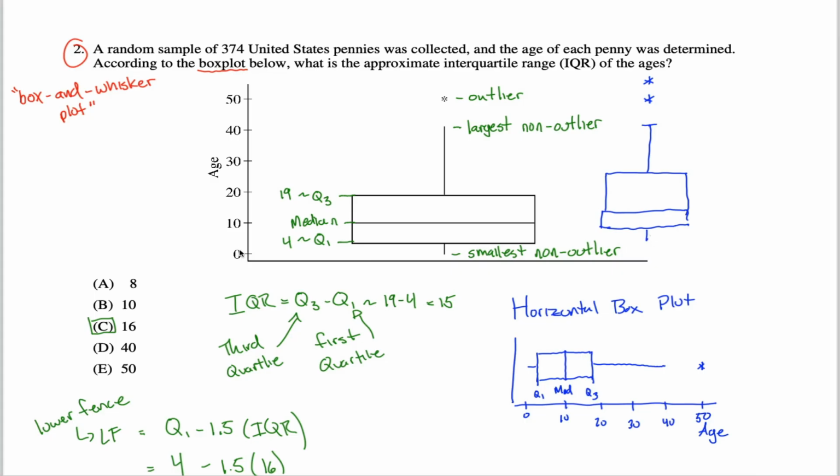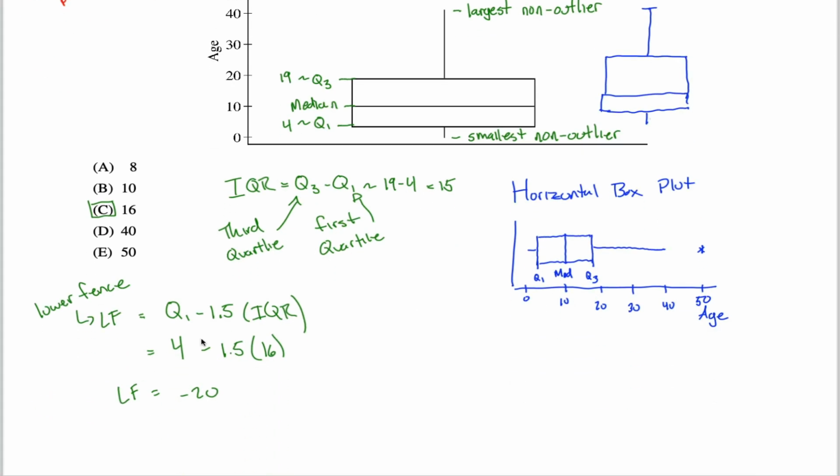In this case, it looks like the smallest observation is 0, so we don't have any outliers on the lower end. A similar calculation can figure out your upper fence, except now instead of starting with the first quartile and subtracting 1.5 times the interquartile range, we're going to start with the third quartile and add 1.5 times the interquartile range. It looks in the picture like the third quartile is 19, but I'm going to use 20 for the third quartile for my calculations so that things line up with the answers that they have here. 20 plus 1.5 times the interquartile range is 20 plus 24, which ends up being 44.